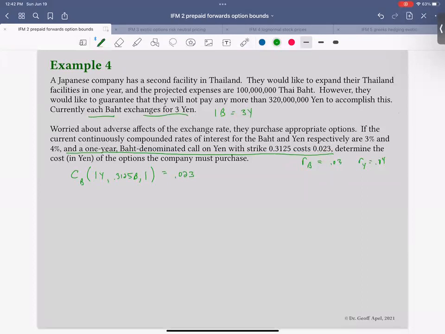Bahts or yens? So maybe throughout this problem, we will say, baht for no, and yen for yes. So what do you think it is? Is this bahts or yens here? What do you think it's going to be?